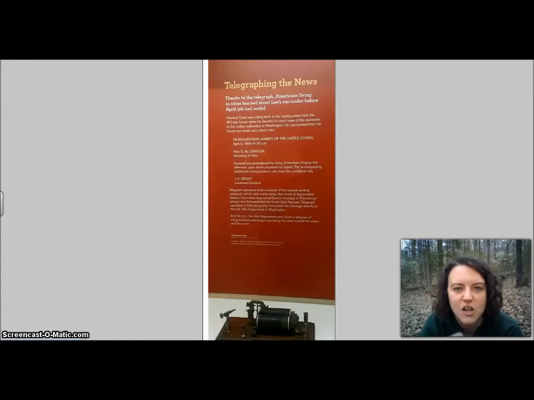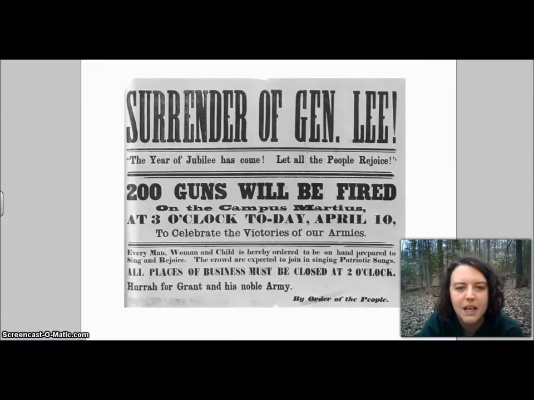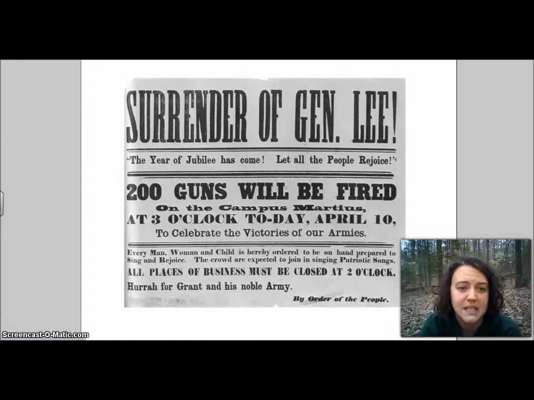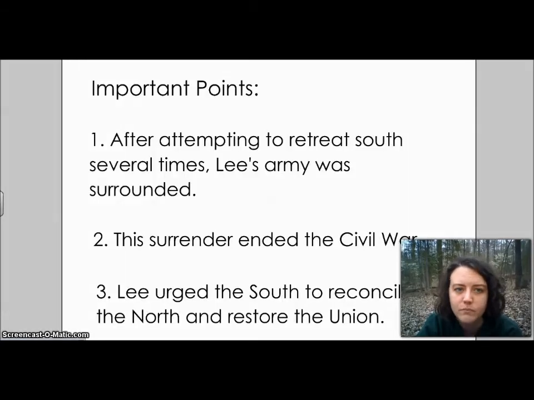This was the technology of the time, and because of that, lots of newspapers printed this type of stuff. And you can see here, this was a northern newspaper. They were celebrating the surrender of General Lee and throwing a big party, basically, at 3 o'clock, April 10th, which is the day after he surrendered. So the news spread very quickly that General Lee surrendered, and people were very happy that the war was over.